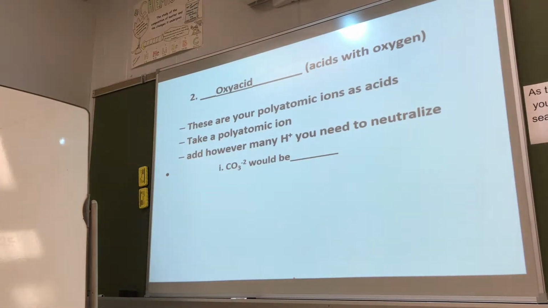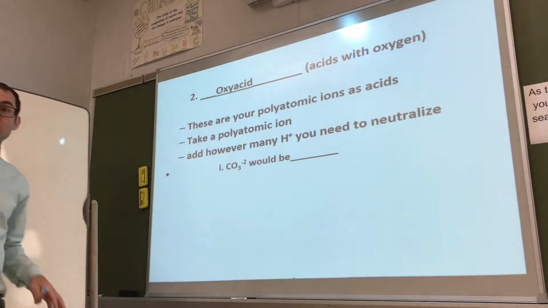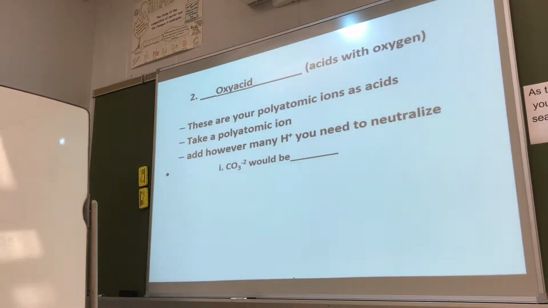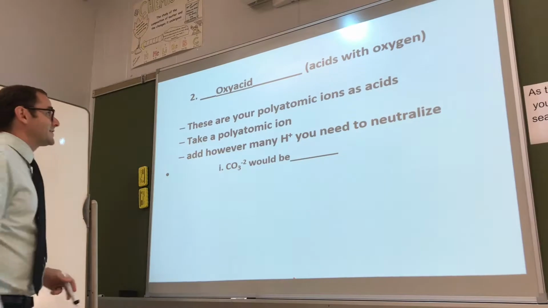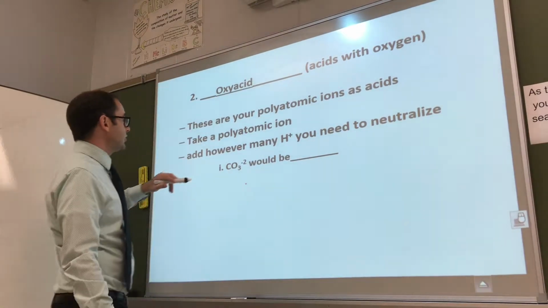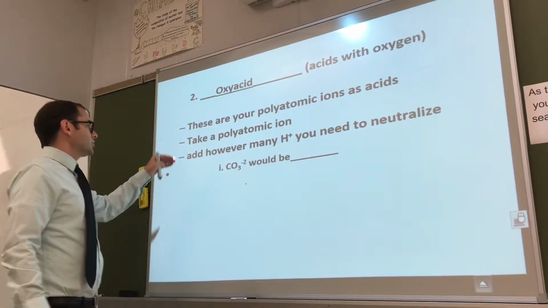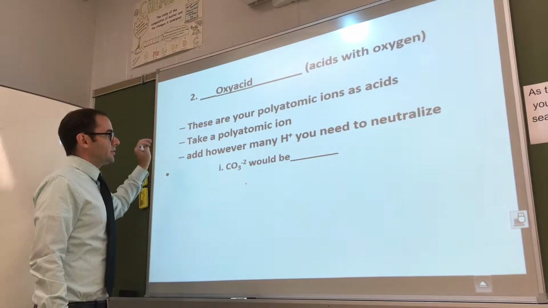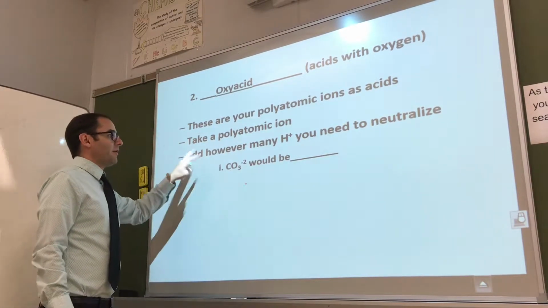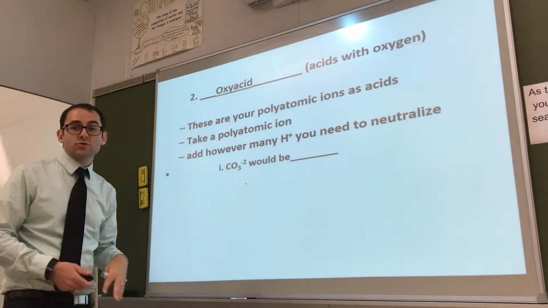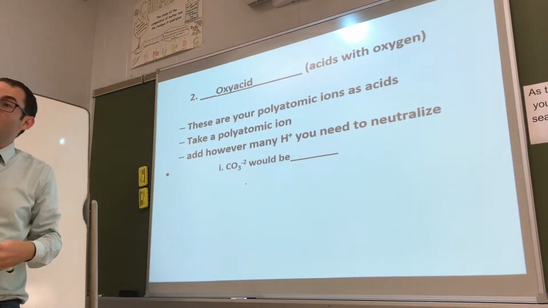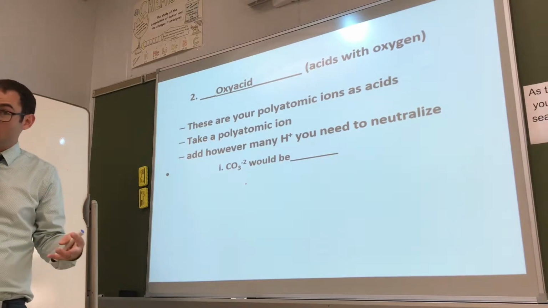The second rule and the third rule deal with polyatomic ions, all right? So an oxyacid is an acid with oxygen. They're your polyatomic ions as acids. So you just take whatever polyatomic ion you're dealing with, and then you add however many H pluses you need to neutralize it. So we're back to dealing with ions, right? Because they're the polyatomic ions.